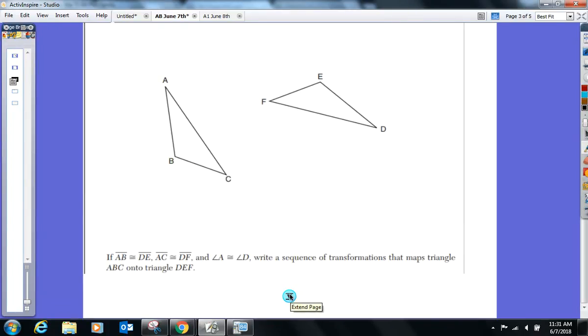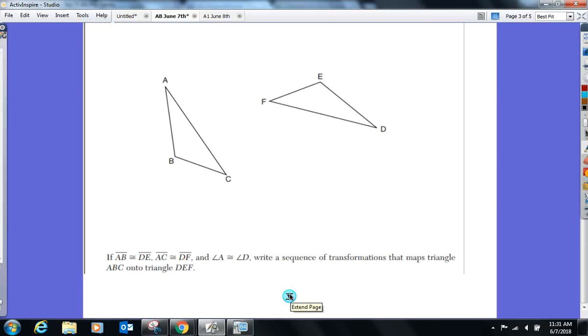Number 30. How did I make ABC go onto EFD? All right, AB, bless you, to DE. So we know those 2 have to match up. We know AC has to match up with DF. And we know angle A is congruent to angle D, so they have to match up. Write a sequence, meaning more than one set of transformations that would map them onto each other.